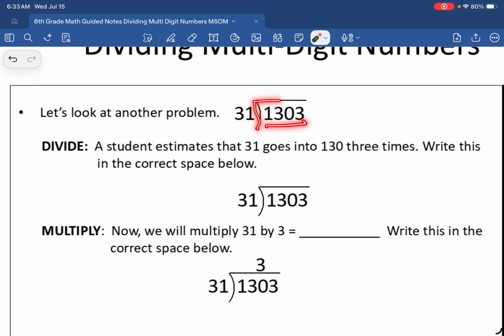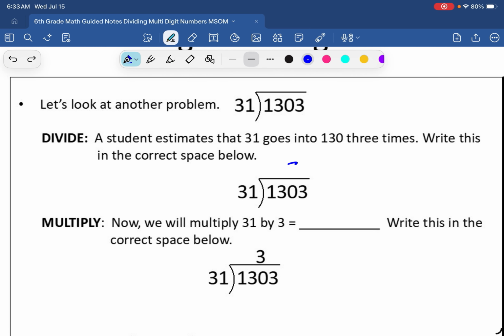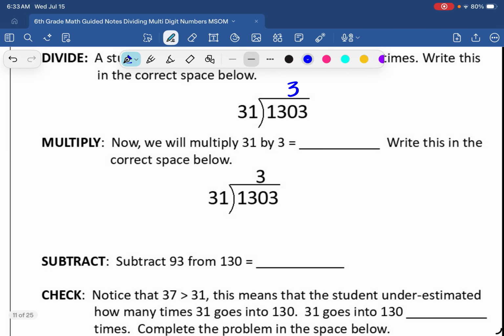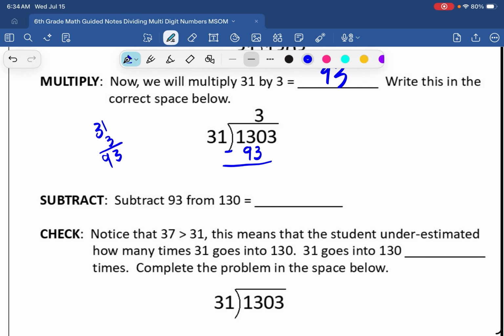1,303 divided by 31. A student estimates that 31 goes into 130 3 times. Write this number in the correct space below. So it's right here, over the 0 of 130. Now we will multiply 31 by 3. Off to the side, 31 times 3 equals 93. Write this in the correct space below. So 93, subtract 93 from 130, and that will give me 37.